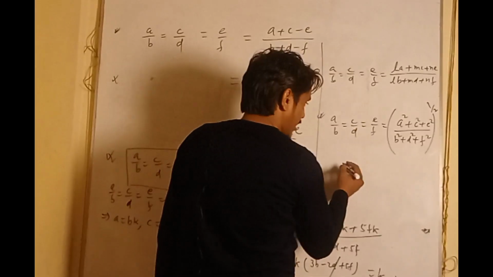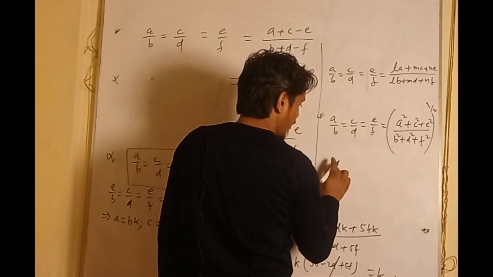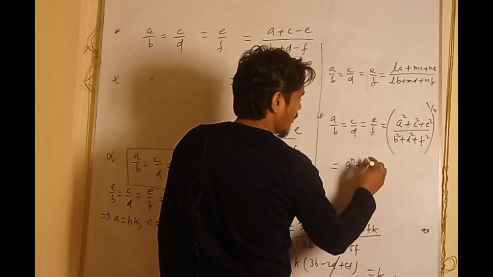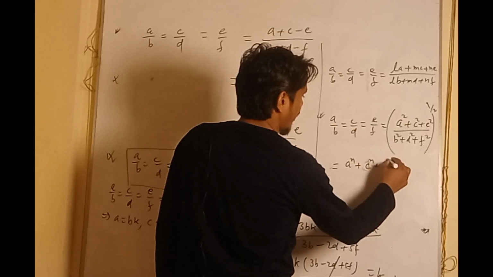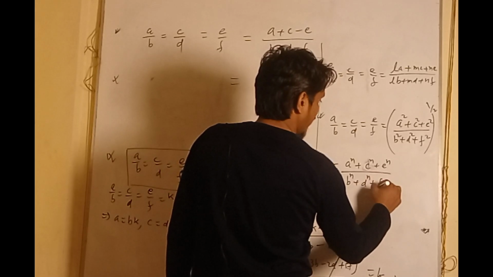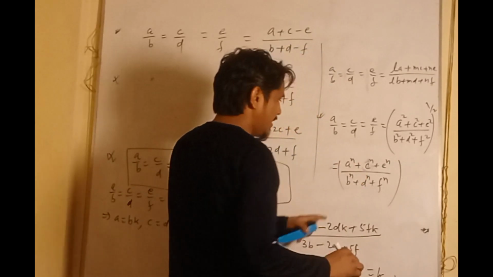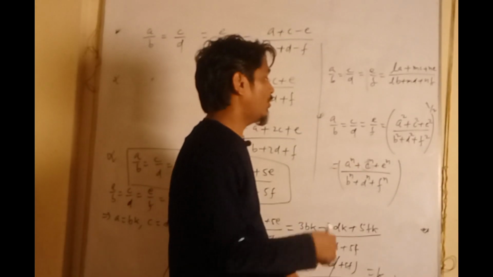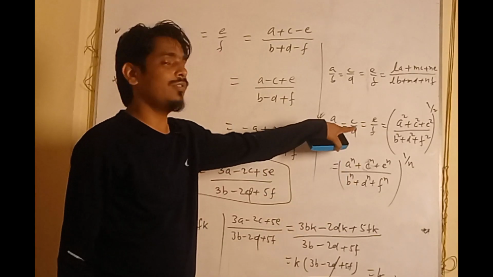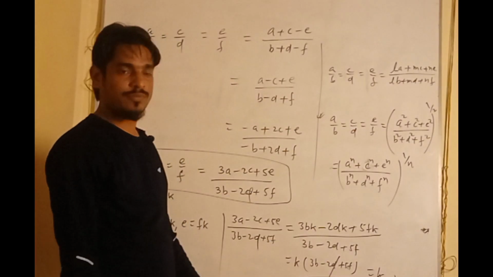In general we can write this as: this equal to what? a to the power n plus c to the power n plus e to the power n, divided by b to the power n plus d to the power n plus f to the power n. As each number has the power n, overall we have to take the power 1 over n. So this is equal to all the individual ratios.